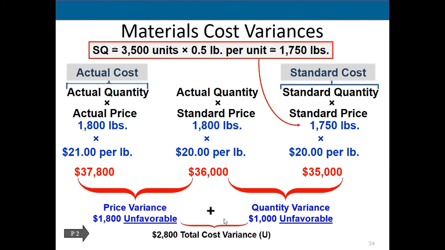And somebody might say, yeah, we had to rush ship it for some reason. We had to pay an extra dollar per pound because it was a rush order. Okay, we get that. Is it a one-time event? Yes, it's a one-time event. All right, we're not going to change our standard. Okay. What about the quantity variance? Why do we order too much?